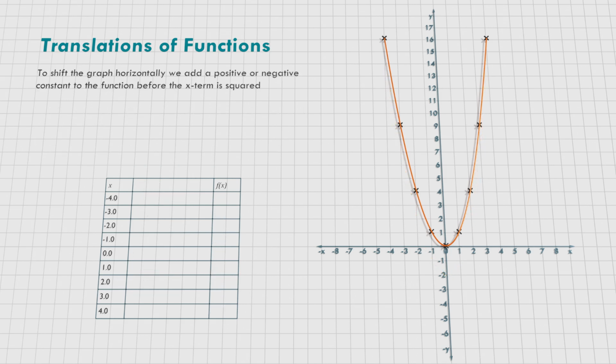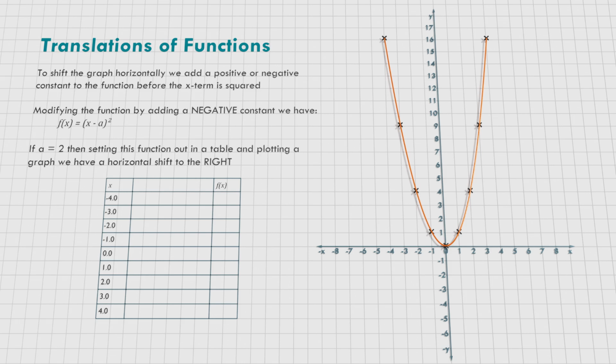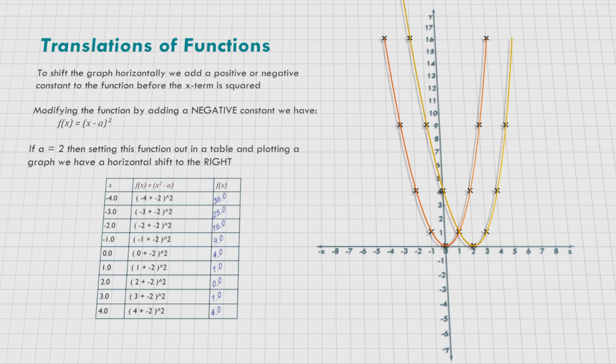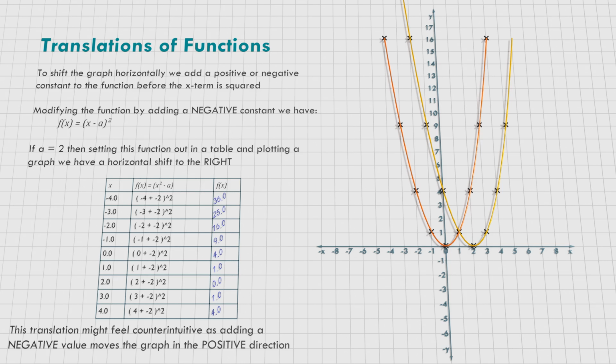To shift the graph horizontally, we add a positive or negative constant to the function before the x term is squared. Modifying the function by adding a negative constant, we have f(x) equals (x minus a) all squared. If a equals 2, then setting this function out in the table and plotting a graph, we have a horizontal shift to the right. This translation might feel counterintuitive, as adding a negative value moves the graph in the positive direction.